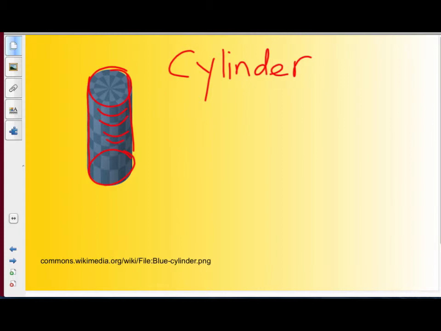I believe cylinder is a word that literally means roller. That literally means roller. So you can understand just how cylinders roll.